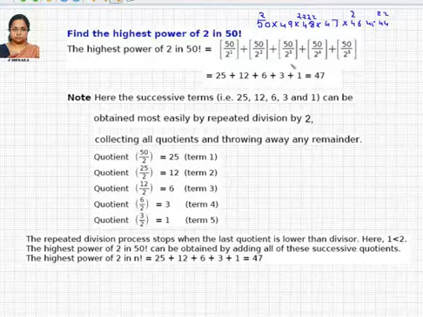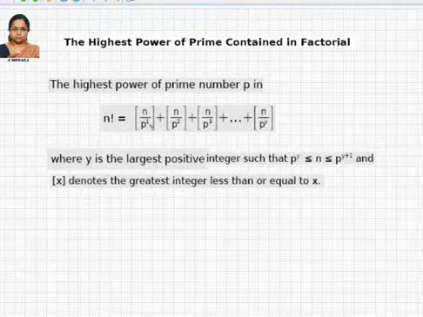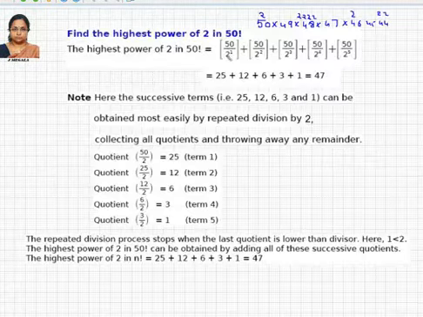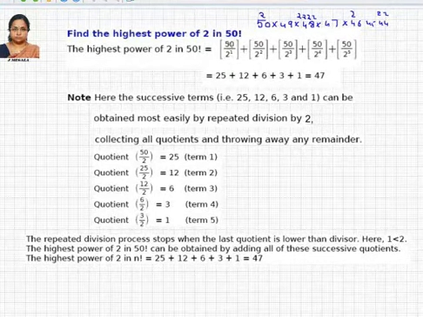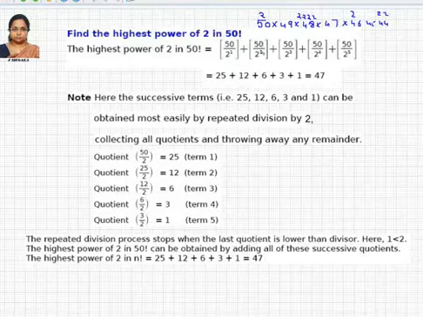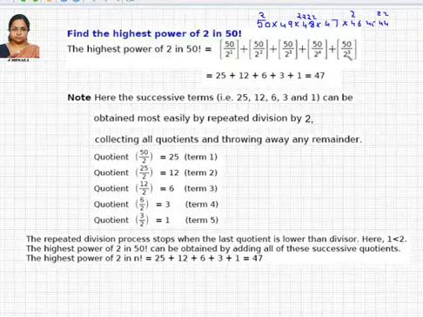To find that, there is a method, the formula explained in the previous slide: n by p to the power 1. The same thing I'm going to do here. The p is the prime number, 2, and n is 50. For 50 factorial, you divide by 2 power 1 first, then 50 by 2 power 2, then 2 power 3, 2 power 4, 2 power 5 and so on. 2 power 5 is 32, which is less than 50. But 2 power 6, which is 64, is greater than 50, so you have to stop there.